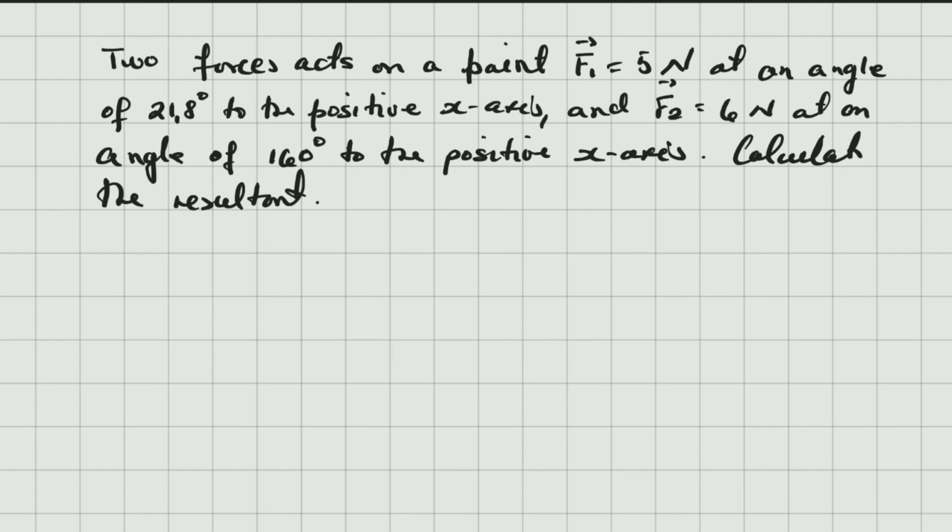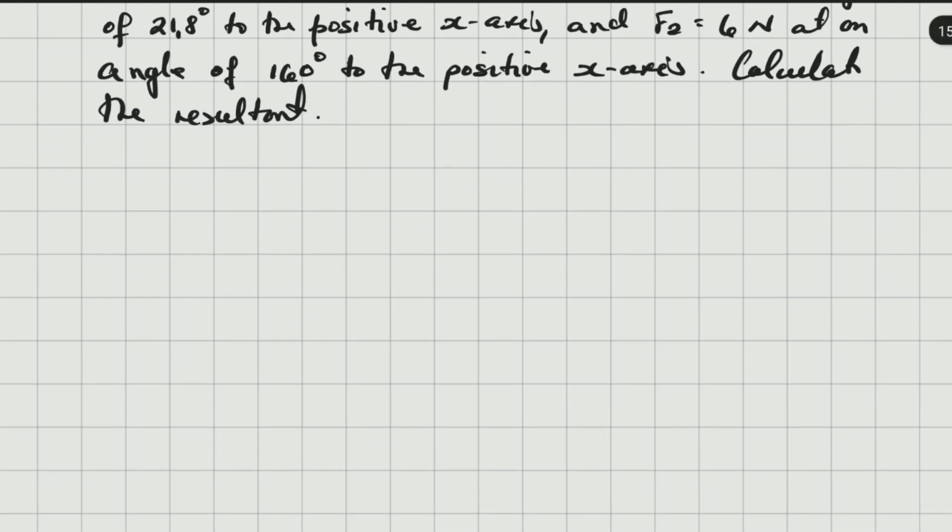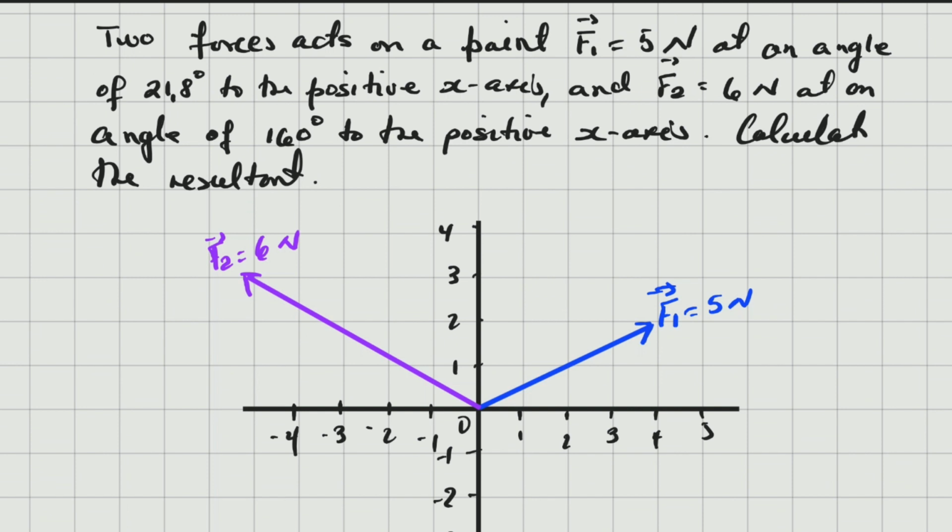This example says two forces act on a point: F1 of 5 Newton at an angle of 21,8 degrees to the positive x-axis, and F2 equal to 6 Newton at an angle of 160 degrees to the positive x-axis. Calculate the resultant. Now, if you want to do this one graphically, the first thing you have to do is draw the two vectors, and they must be accurate. So make sure this angle here for F1, using a protractor, is indeed 21,8. This is not the case. I am not using a protractor or ruler here, just explaining how to do it.